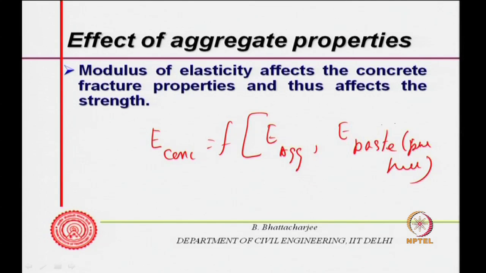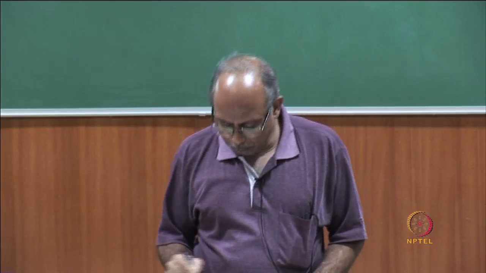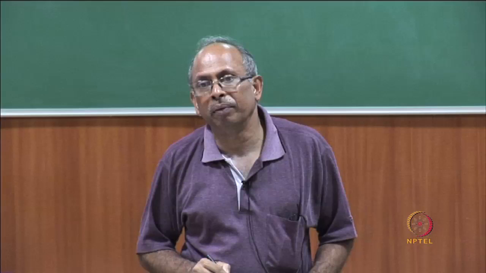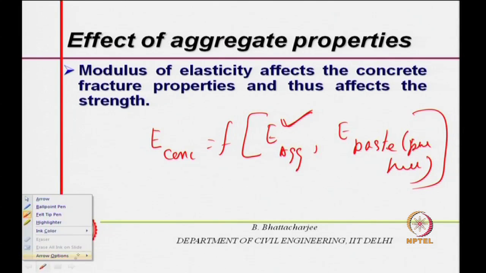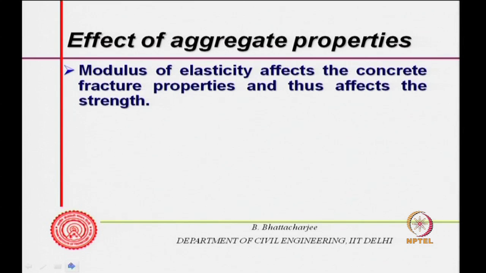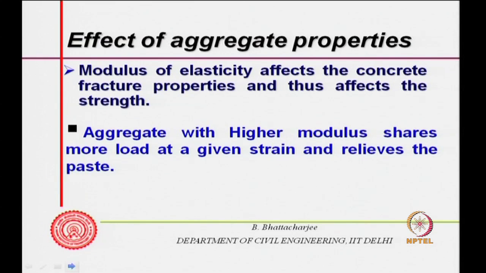If you look at this, porosity will bring it down. Therefore, E of the aggregate has a role. All fracture properties are controlled by the modulus of elasticity of the aggregate, and therefore this will play a role in the strength of the concrete. High modulus obviously tends to give you higher strength. Aggregate with higher modulus shares more load at a given strain and relieves the paste. So, this is also an issue.